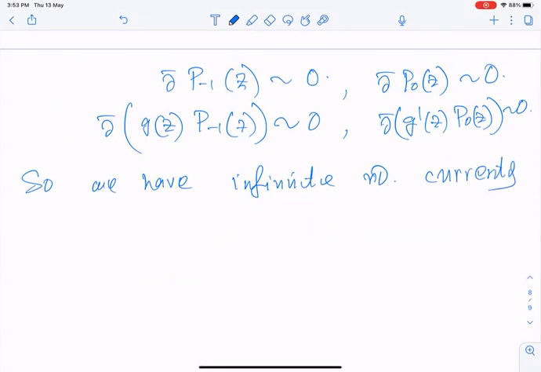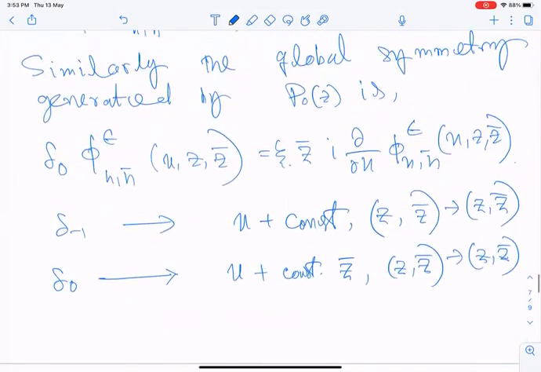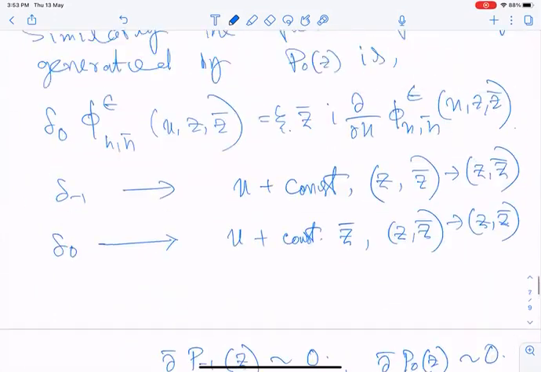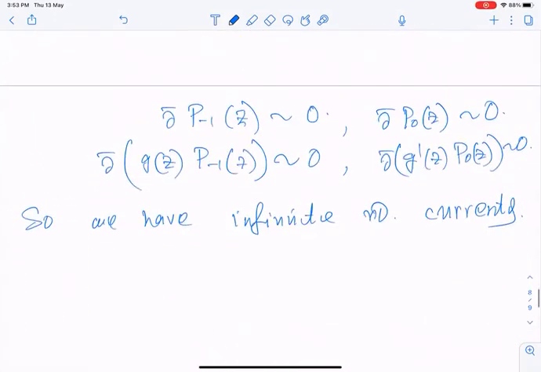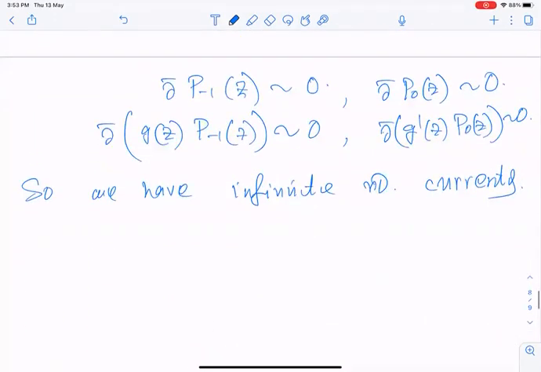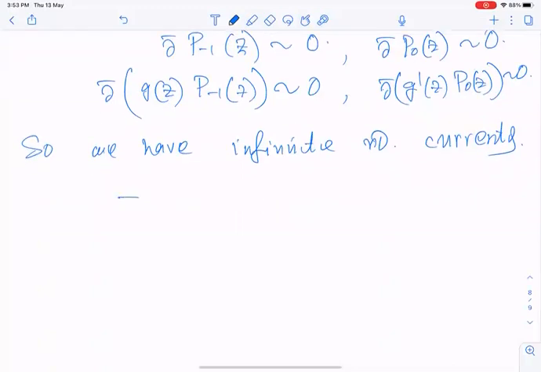Currents of this form: some holomorphic function times p minus 1 of z, and some other holomorphic function times p0 of z. Okay, so that's how we can define the modes of this. Let me just discuss, for example, the way you do it in the 2D CFT, where I have this stress tensor. So you do this mode expansion like this.